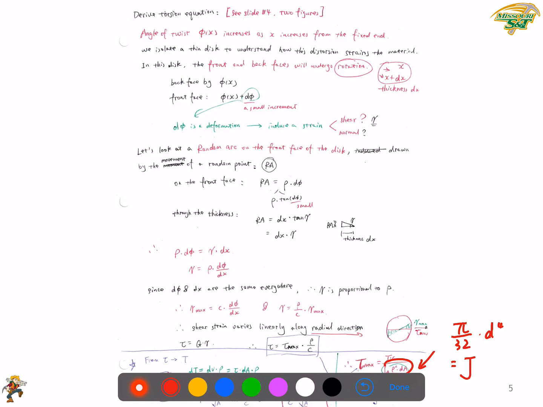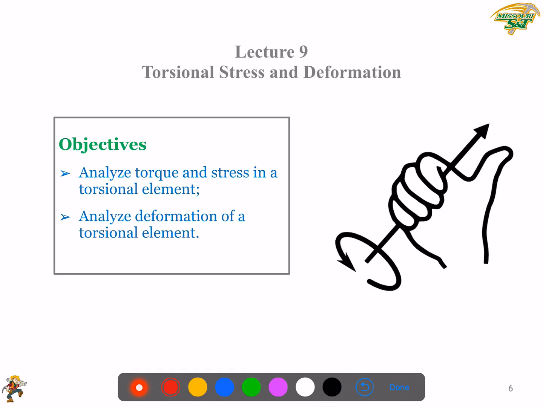So last time we already showed that the surface integral leads to this value, pi over 32 times d to the fourth. So we denote this with the big J, and we call it the polar moment of inertia. So in this way, we have the equations. And today we will talk about how to use these equations to analyze the stress in a torsional element.